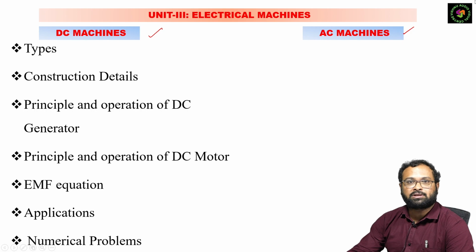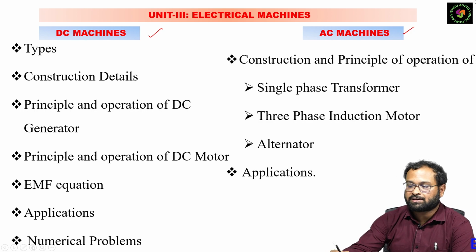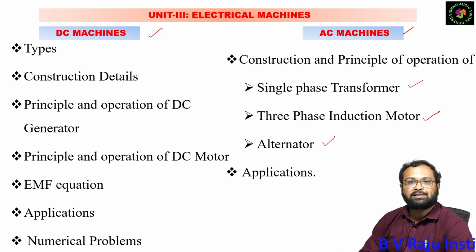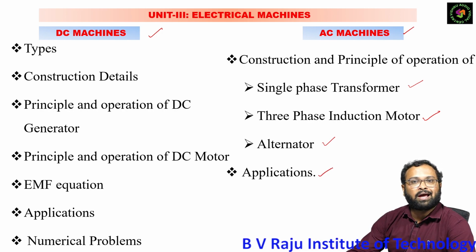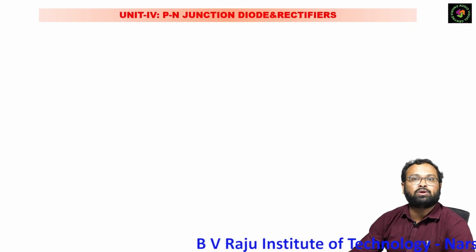In the AC machines, we will deal with the single-phase transformer, the 3-phase induction motor and the alternator. For all these 3 machines, we cover construction and principle of operation along with applications. With this, the electrical part is completed. Then we will go to the electronics part.